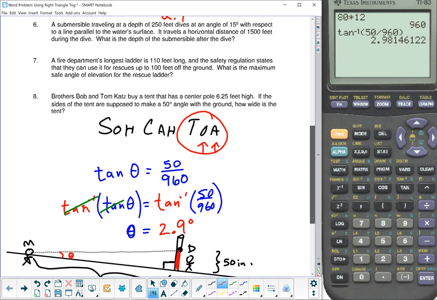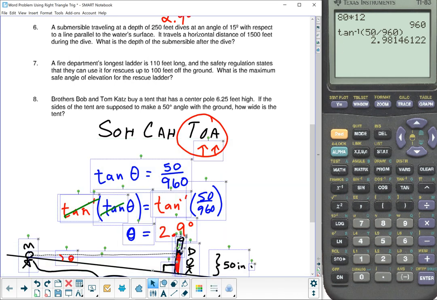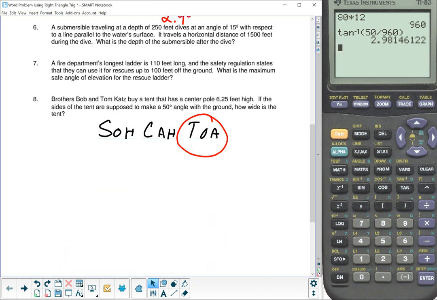Okay. Number 6. And if you've already seen it, fast forward. Right? That's what fast forward is for.